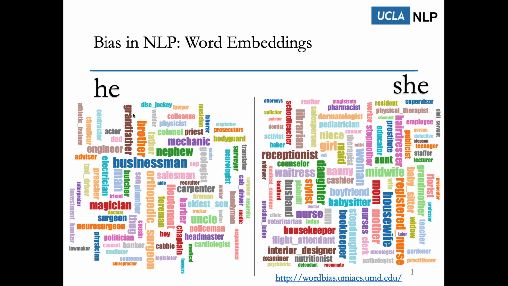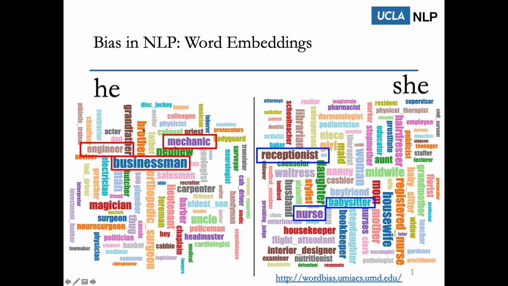And here is the result. A larger font size here means a closer distance to the target word. We see that in the neighbors of "he", the answer includes businessman, mechanic, and engineer, while for "she", it is receptionist, babysitter, and nurse.